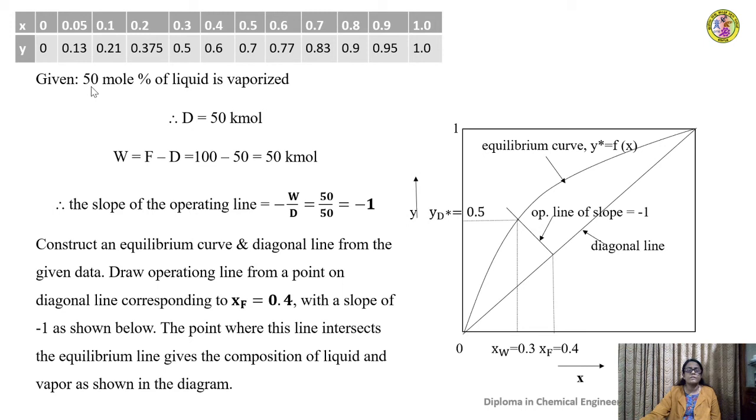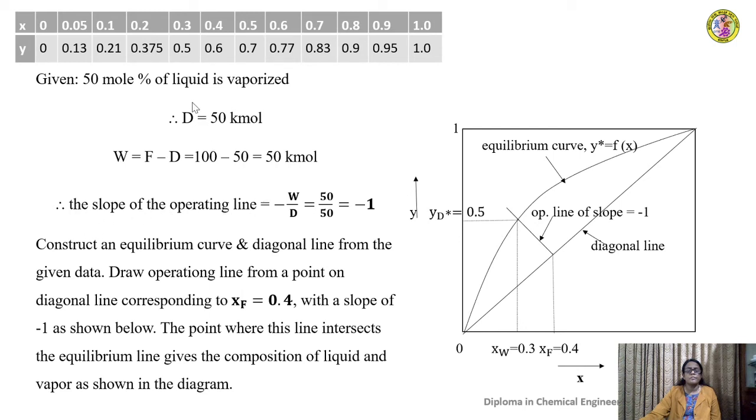So also given that 50 mole percent of the liquid is vaporized, means if you are starting as per our basis 100 kilomoles of feed, 50 kilomoles of that feed is vaporized. So vapor contains 50% of the feed. So D is equal to 50 kilomoles. Once you know D and F, you can use the overall mole balance equation to find out the other quantity, that is the amount of bottom product withdrawn. So F is equal to D plus W. So W is equal to F minus D, 100 minus 50. So W will also be 50 kilomoles.